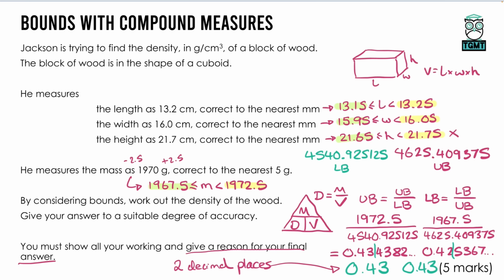Now most compound measures either involve a division or a multiplication, so you need to just think very carefully which one you are being asked and know your formulas very well. The hardest type of questions typically will involve a division, where you have to use this process of the upper bound divided by the lower bound for the biggest possible number, and for the lowest possible number using that lower bound over the upper bound.